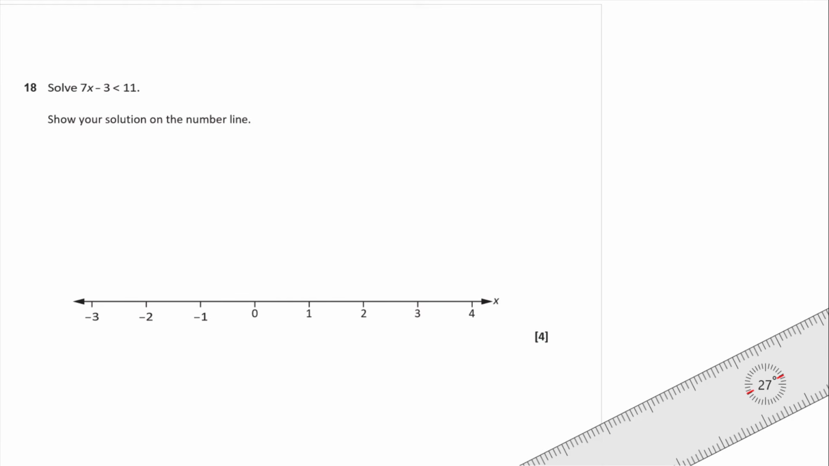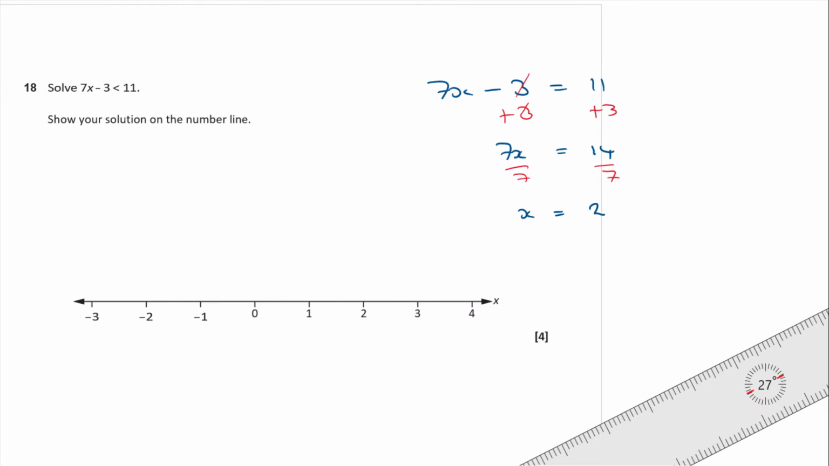Question 18. Solve 7x minus 3 is less than 11. Show your solution on the number line. Now this is an inequality. Actually, inequalities solve pretty much the same way as normal equations. So if you had 7x minus 3 is equal to 11, would you know what to do? Well, I would probably add 3 to both sides. Cancel those. Leaving me with 7x is equal to 14, and then we'd be dividing both sides by 7, wouldn't we? Classic solving an equation. So that's going to be x is equal to 2.